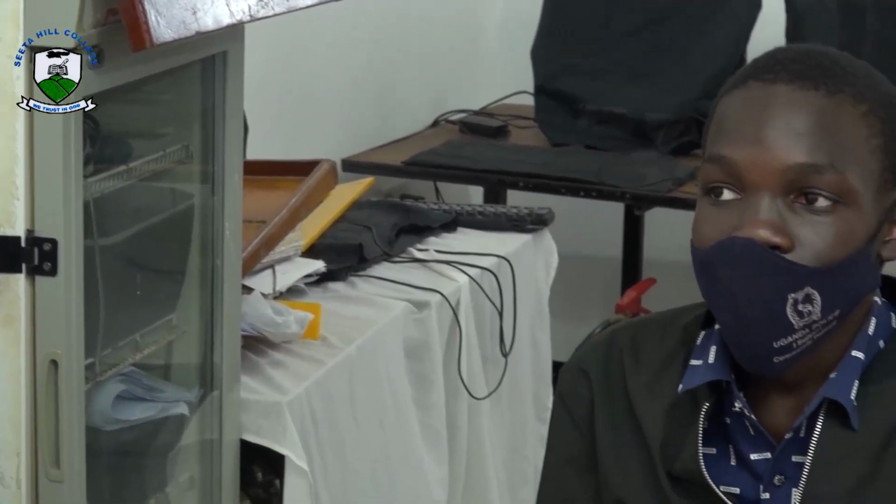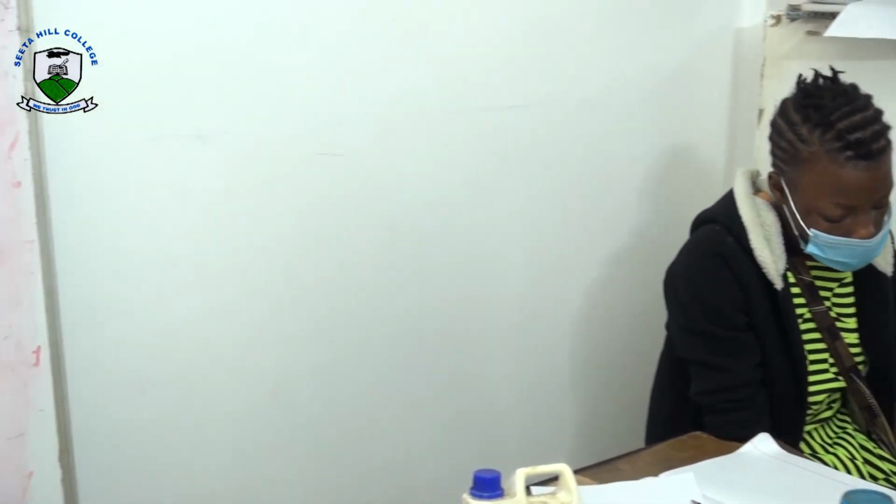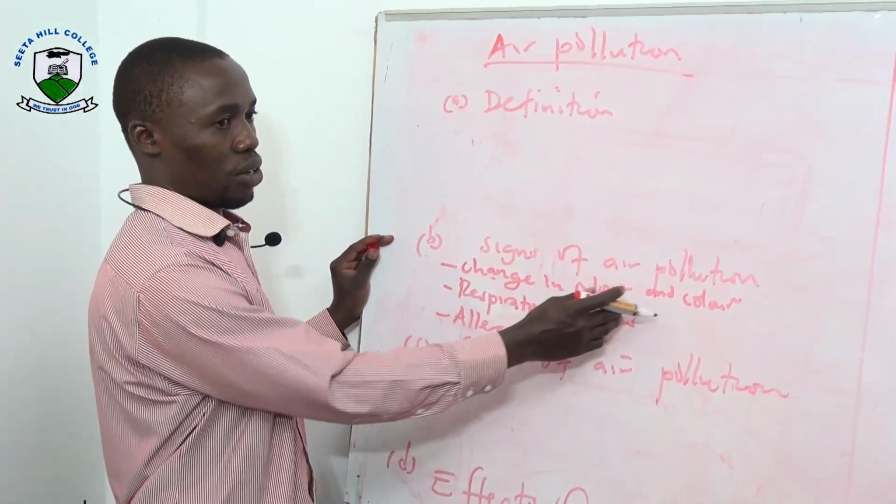Have we exhausted this one? Signs of air pollution. What of the feeling? Can't you feel anything as an animal? Maybe eye irritation, respiratory problems, difficulty in breathing. Can that indicate? Yes. That means you can have some respiratory problems. What of allergies? Allergic reactions. Could that be so? Change in color and odor would be a sign.